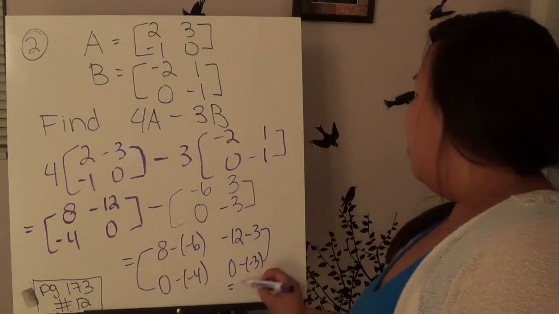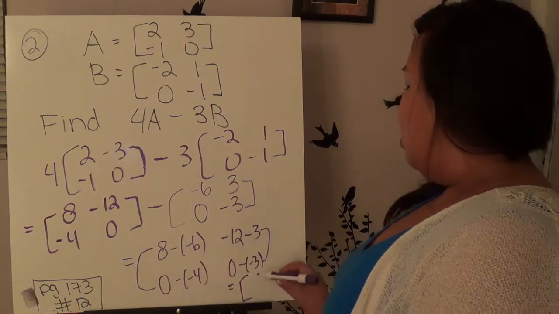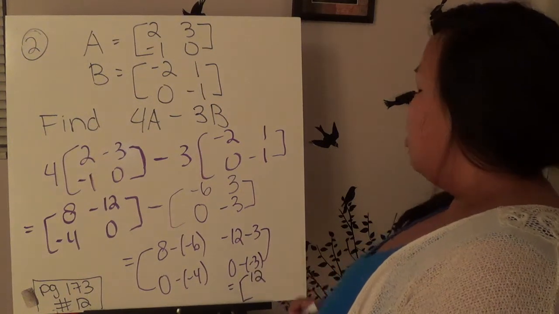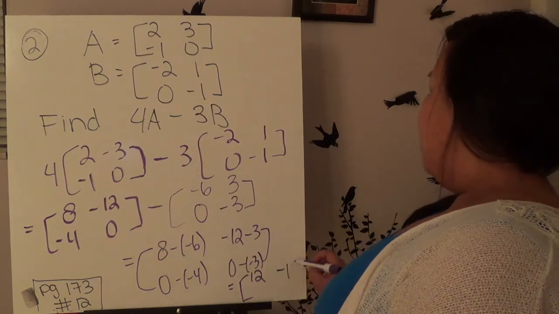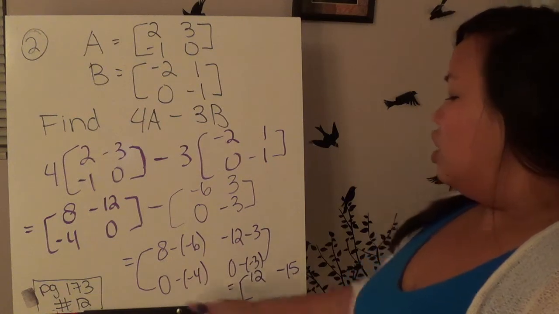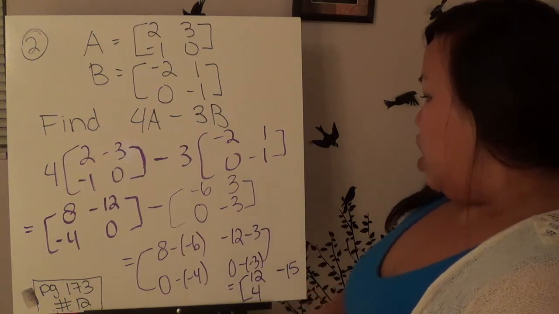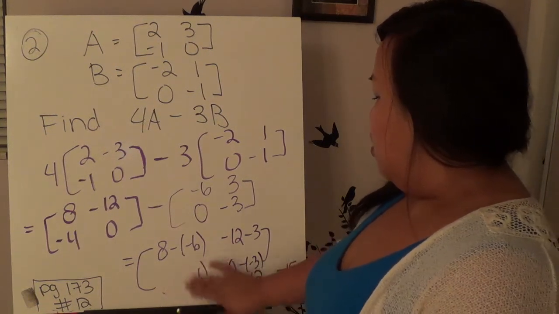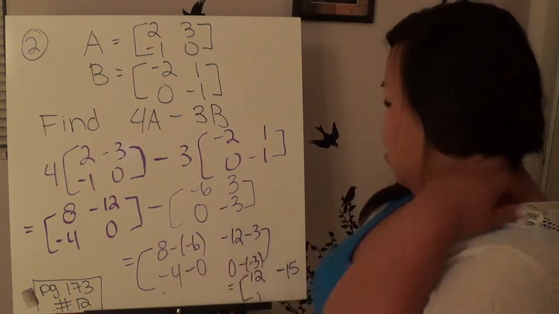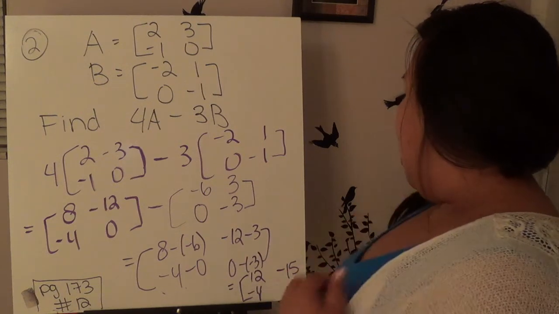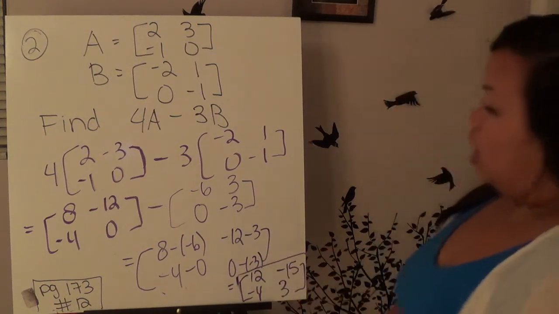Excuse me. And then I finally end up with 8 minus negative 6 is 8 plus 6, which then gives us 14. Oh, sorry, not times. 12 minus 3 is 9. 0 minus negative 4 is 0 plus 4, so we have positive 4. And 0, oh, this is not right. It's supposed to be, my apologies, 4 minus 0. So this would give us a 4. And then 0 minus negative 3 would give us a positive 3. So this is our answer.